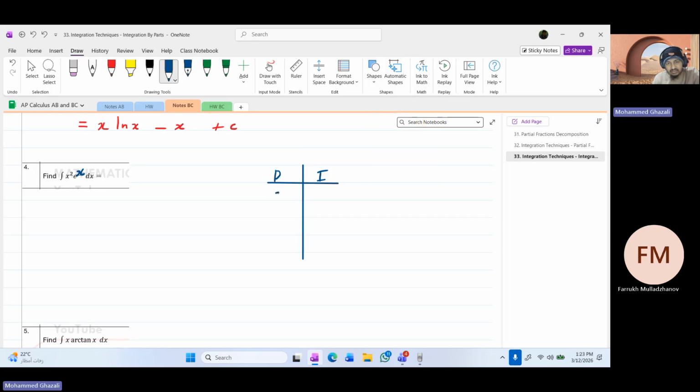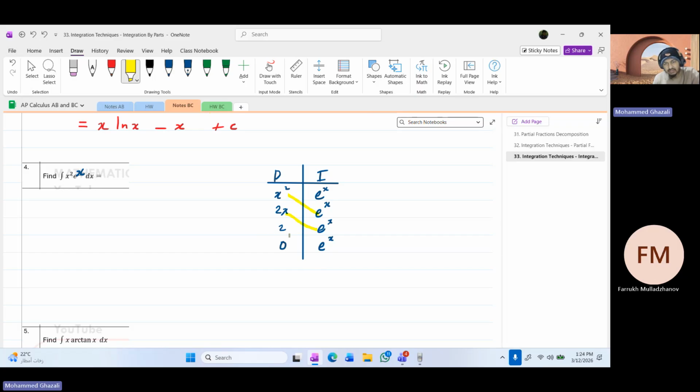I'm going to start with x squared. The derivative of x squared is 2x. The derivative of 2x is 2. The derivative of 2 is 0. You must stop at 0, obviously, because after that it's just going to repeat itself. Now we're integrating e to the power x. What's the integral of e to the power x? Again, e to the power x, e to the power x, e to the power x. We stop there because there's no need to go for the next one.